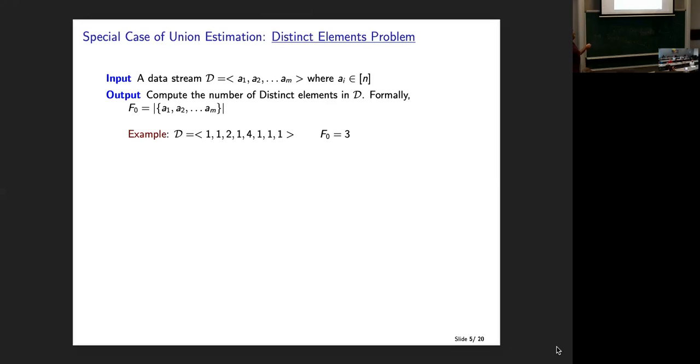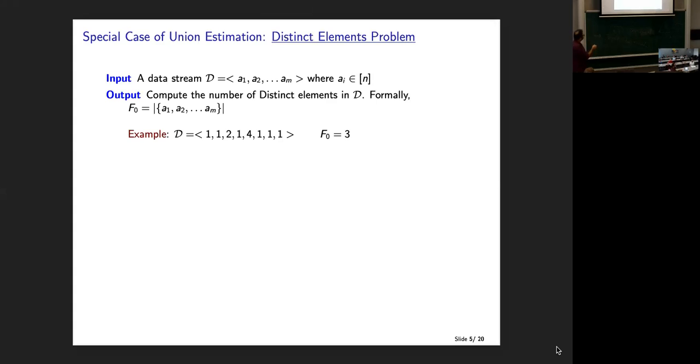Now, here is an example of a stream. You might have a stream where one appears way too many times, but the number of distinct elements is just 3.